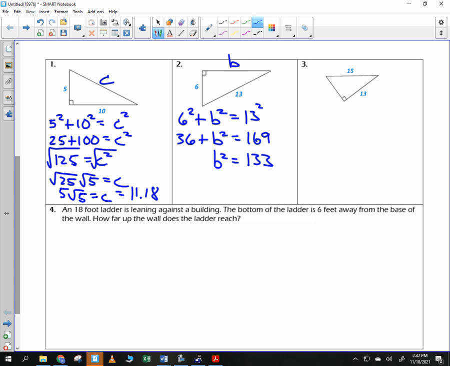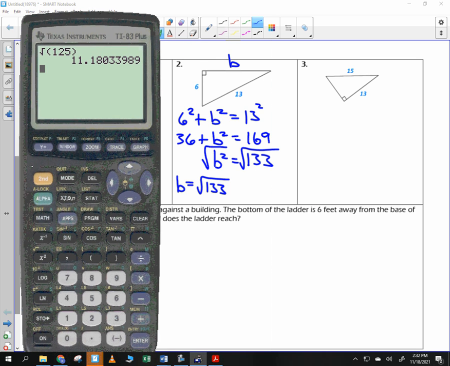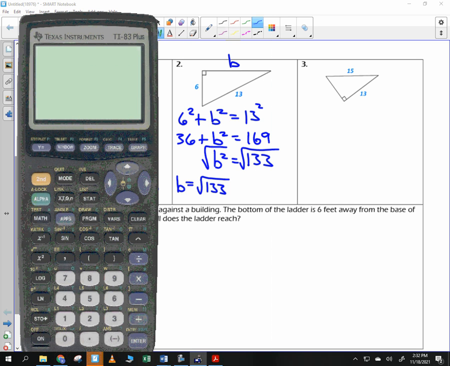Is there a perfect square that divides evenly into 133? So we just have 133. I go to my calculator. Hopefully I'll come up with a value somewhere between 6 and 13, it looks like. 11.53.